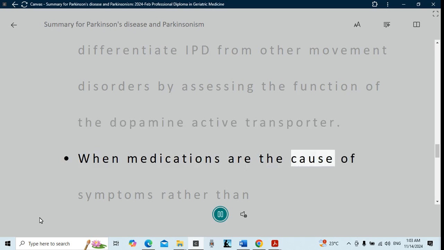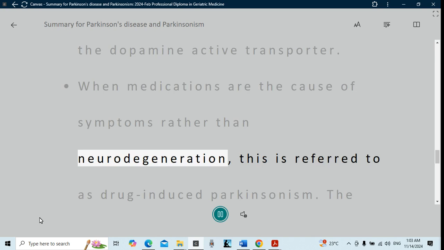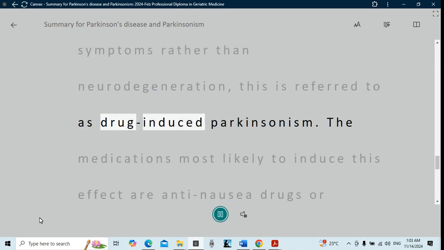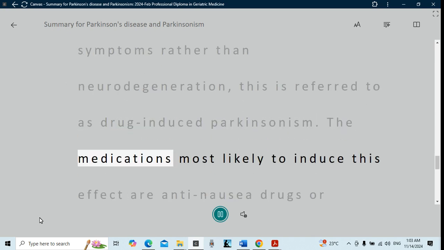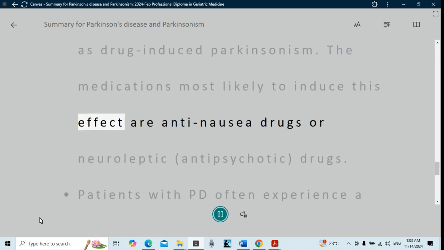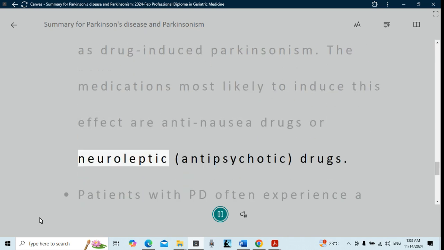When medications are the cause of symptoms rather than neurodegeneration, this is referred to as drug-induced Parkinsonism. The medications most likely to induce this effect are anti-nausea drugs or neuroleptic, antipsychotic drugs.